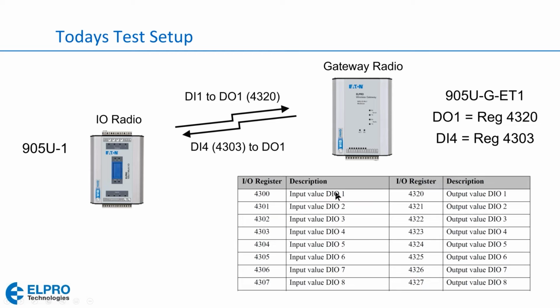Okay, so this is the register map. The 8 DIO can act as inputs or outputs, but obviously only one at a time. So in this case, if you wanted DIO1 to act as an input, address it using register 4300. If you wanted to use that DIO1 as an output, you would address it as register 4320.